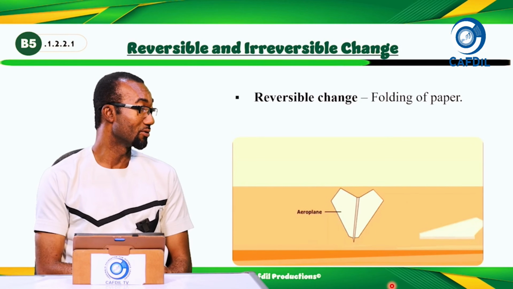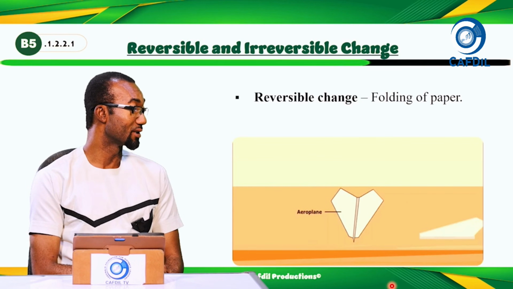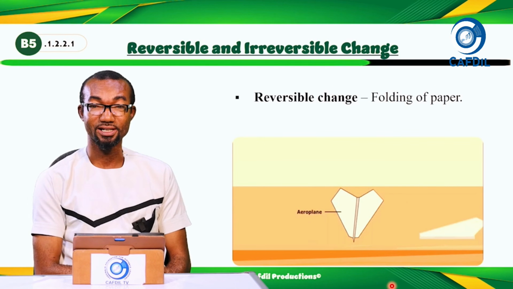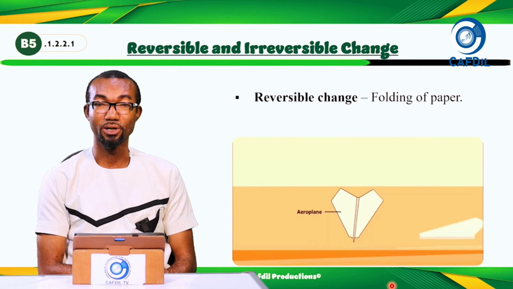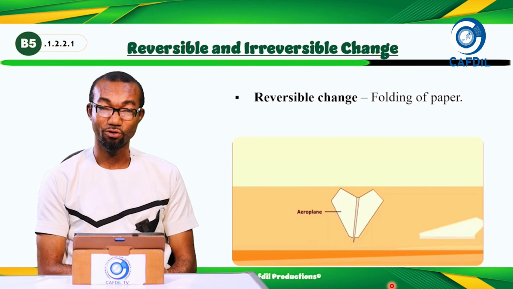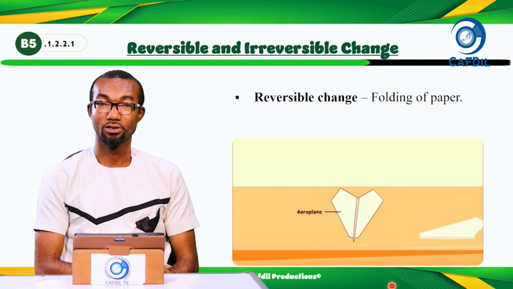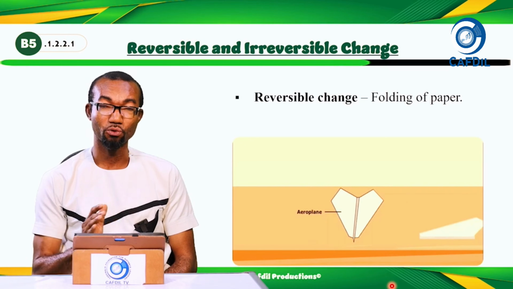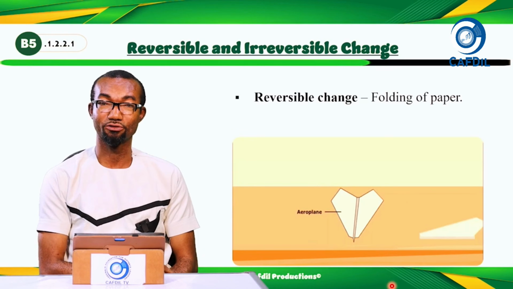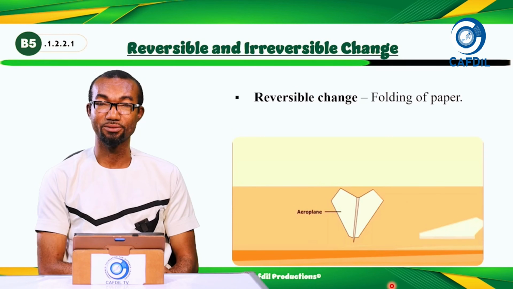I can use it to make an aeroplane. I can unfold it to get my paper back. So no new substance is formed. The same paper, I change it to a boat. The same paper, I change it to an aeroplane. The same way I can change it again to another form. So no new substance is formed by folding a paper. So we have looked at thawing of ice and the folding of paper as examples of reversible change.